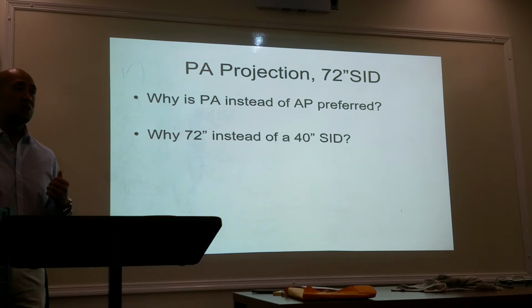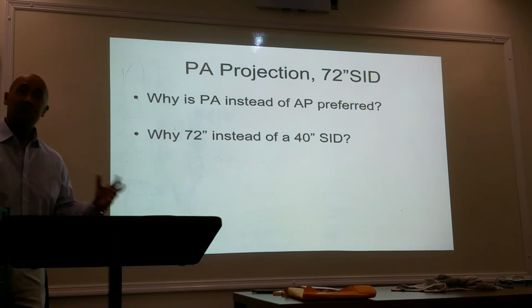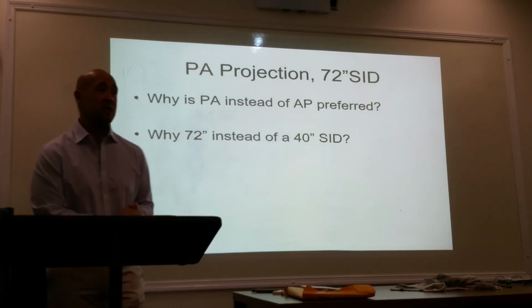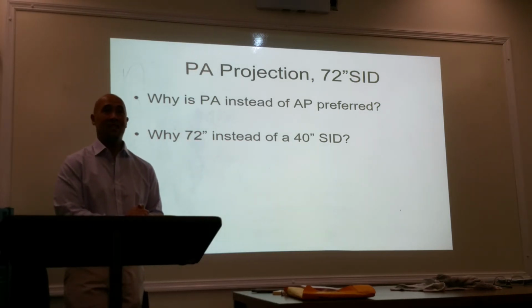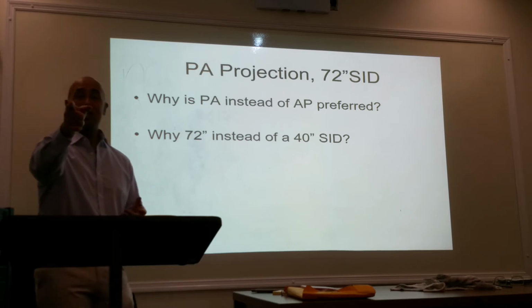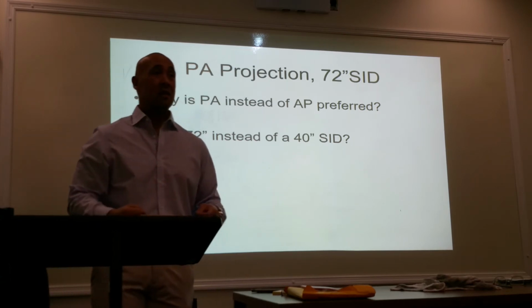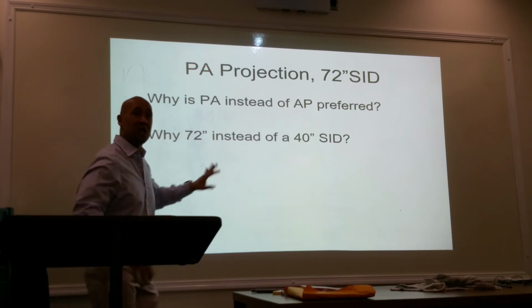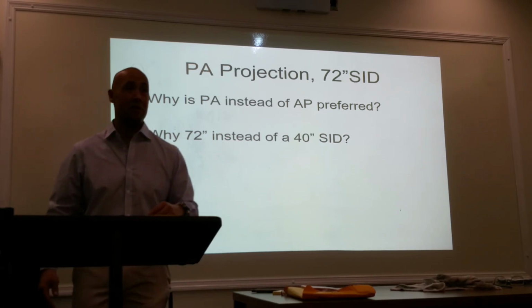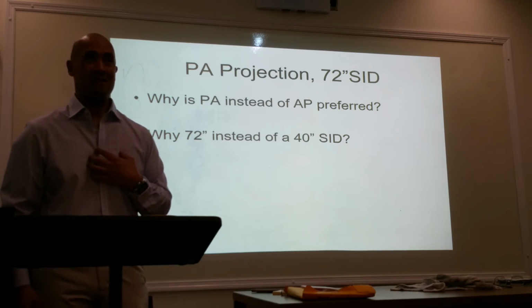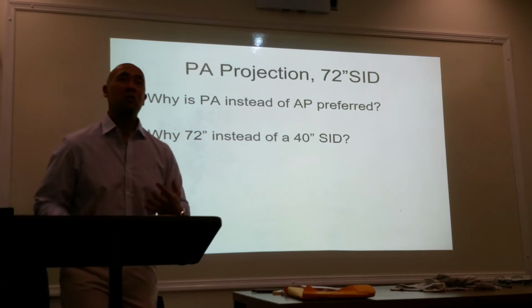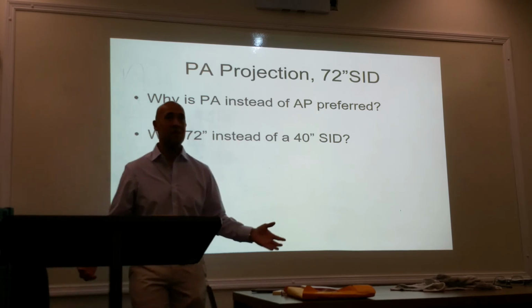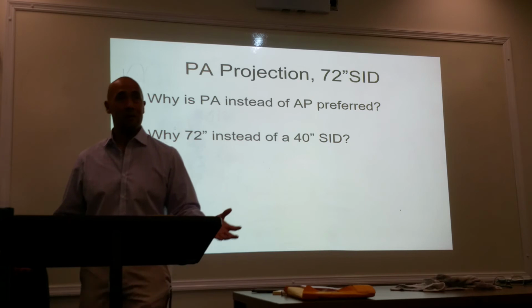Why do we do 72 inches? Most of the x-rays that we've done so far have been done at 40 inches, right? Why do we do it at 72? Isn't it for magnification? Yeah, to decrease magnification, because there is some OID. Even though your chest is up on the image receptor, your heart will not be. That's why we do it PA. Our heart is going to be closest to the image receptor.